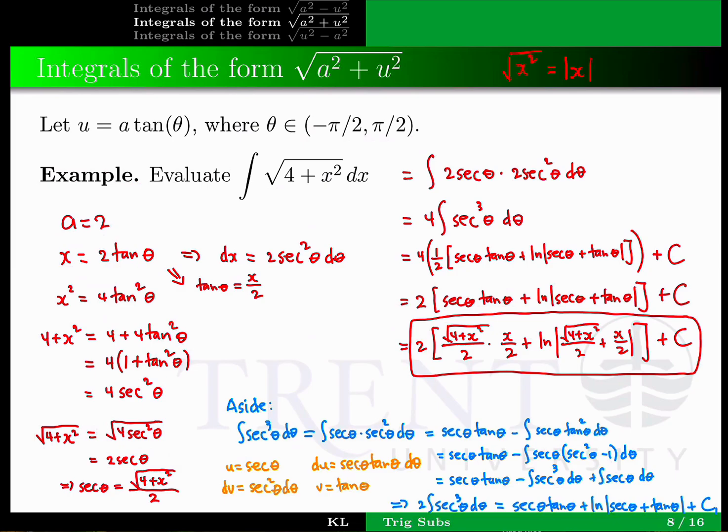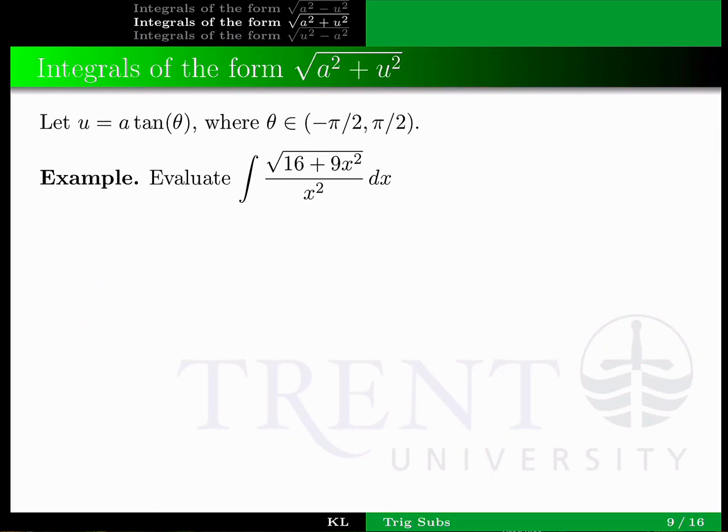Let us consider another example here. In here, you notice particularly this one here, you got 9x squared. But 9x squared can be written as 3x quantity squared. So this is your 9x squared, which means this one here, this is your u. So 3x equals a tangent theta.